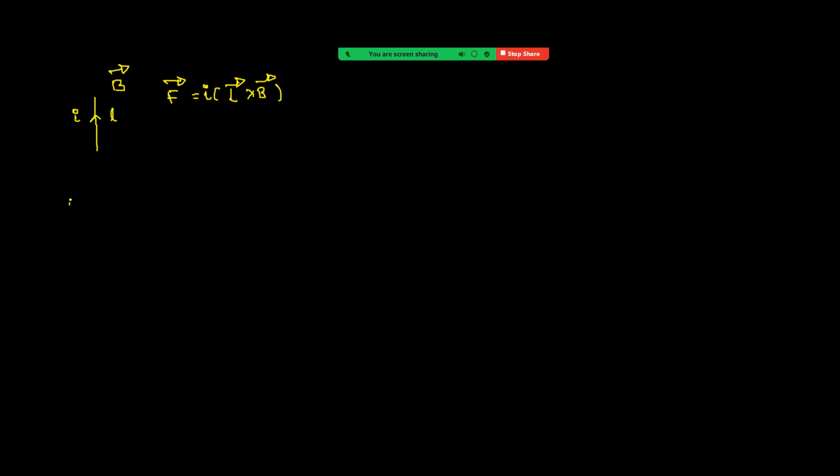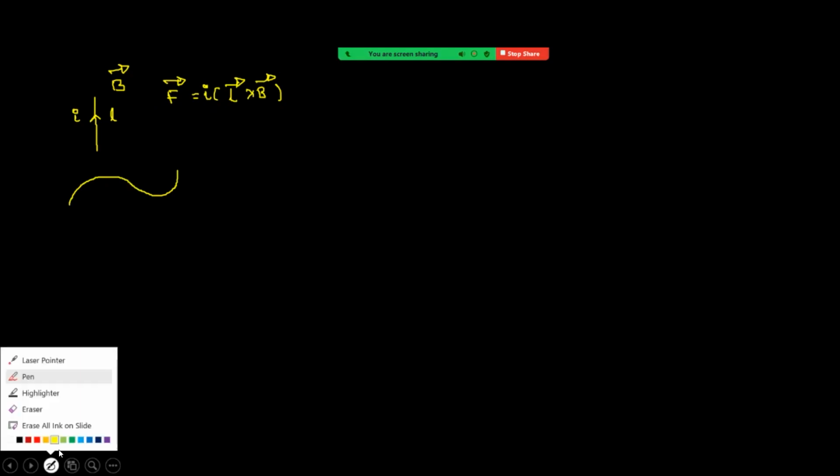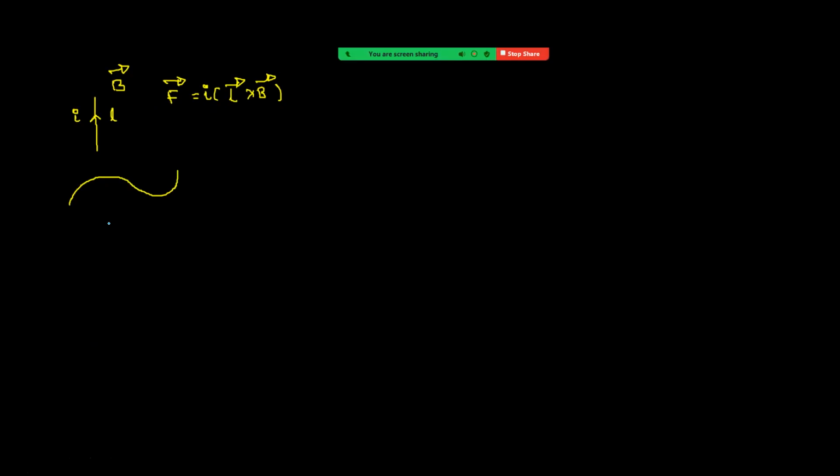Let us take a wire which is now like this. This is a current carrying conducting wire. It is not a straight one, and the current in it is I. See how to calculate. We are taking a small element in that conducting wire. Its length is now dl.